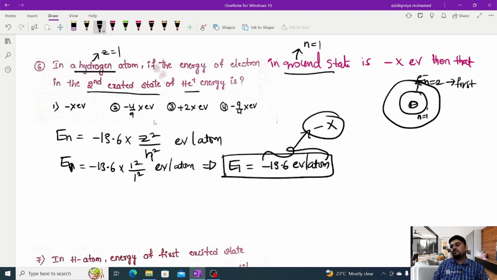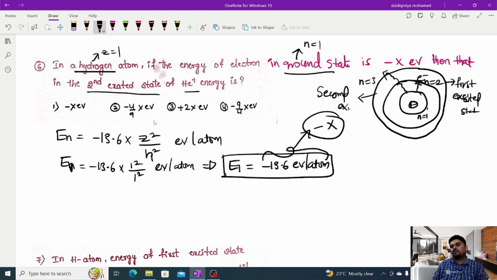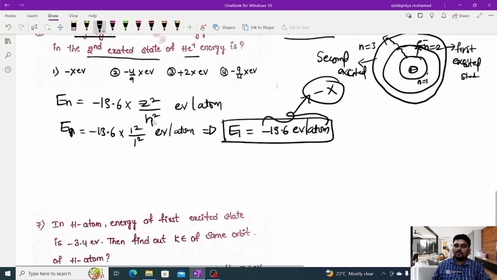First excited state, okay, and second excited state means how much? From ground state to first excited state now 2, and second excited state now it is 3. n is equal to 3 is the second excited state. Correct? It is a second excited state. So you can substitute in that one.